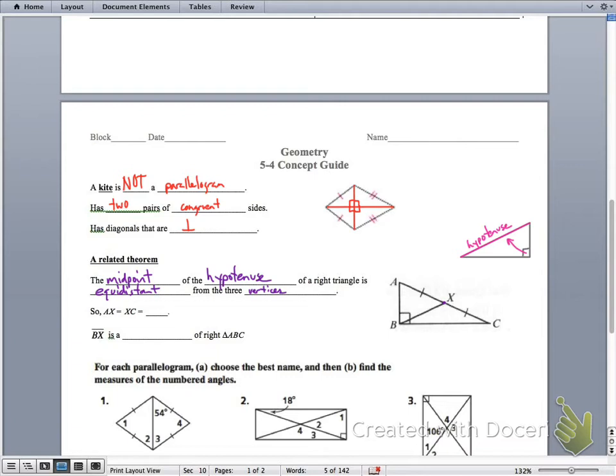Now, back to our theorem. The midpoint of the hypotenuse of a right triangle is equidistant, has the same distance, from each of the three vertices. So that midpoint X of the hypotenuse AC has the same distance from A as it does from B and C, the three vertices of that right triangle. So the segments AX, XC, and BX are all congruent.